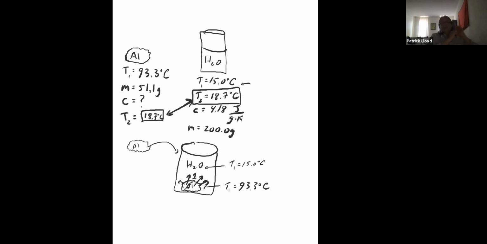Metals are generally less than 1. When we do this problem, the aluminum is probably going to be less than 1. I forget what the actual value is. Copper is 0.385. Gold is 0.129. Iron is 0.44 or 0.56, I think. It's probably around 0.3, 0.29 or something like that. But in any case, metals have much lower specific heat capacities.